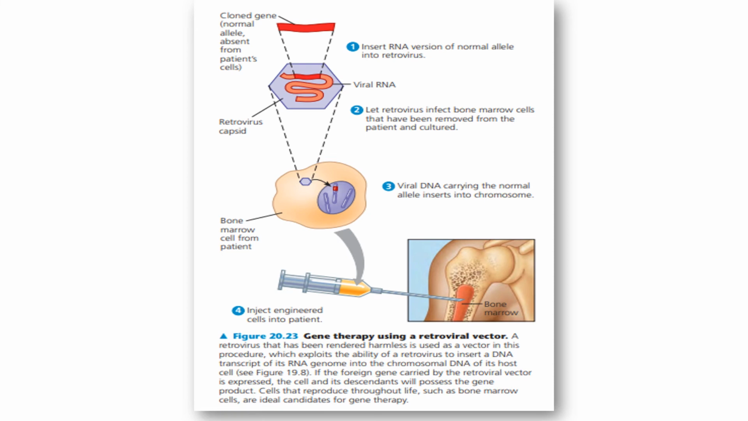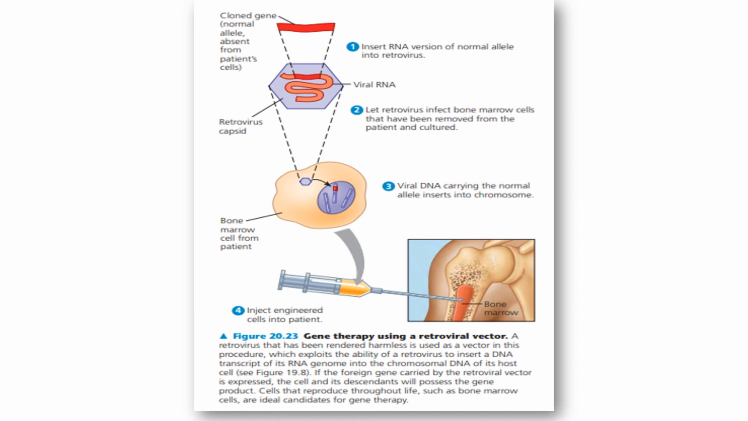Ito sila. So, then, let the retrovirus infect bone marrow cells that have been removed from the patient and cultured. Ayan, kinulture siya. Then, the viral DNA carrying the normal allele inserts into a chromosome. And then, inject the engineered cells into the patient.